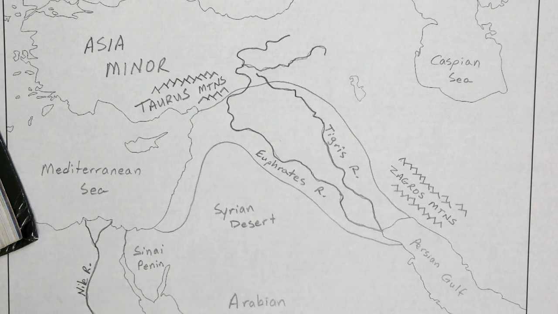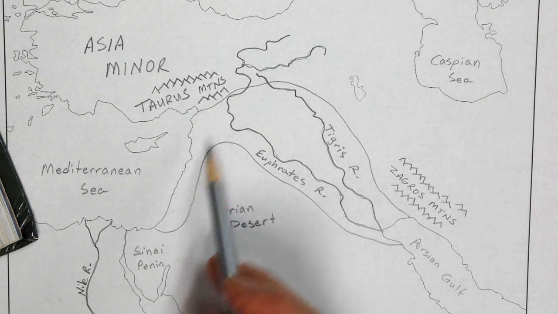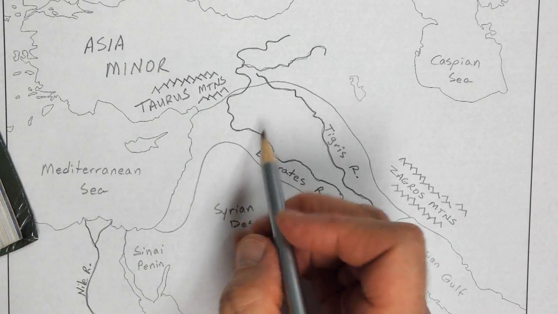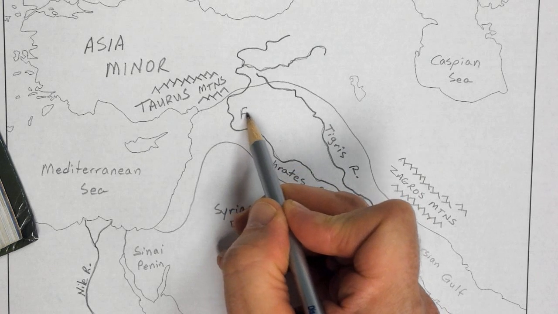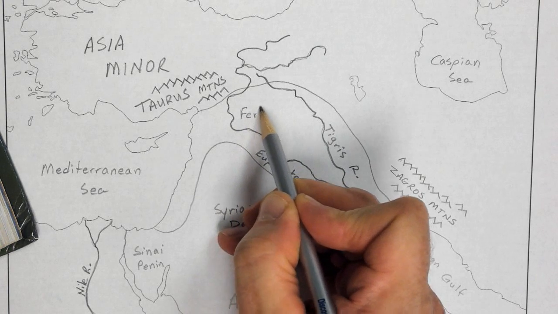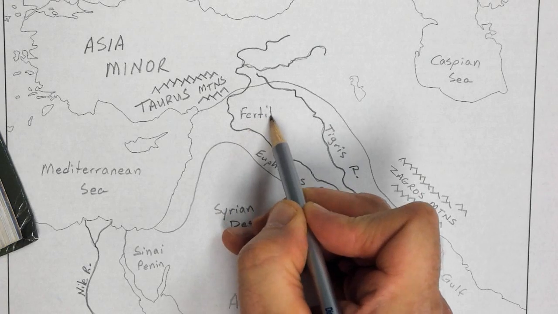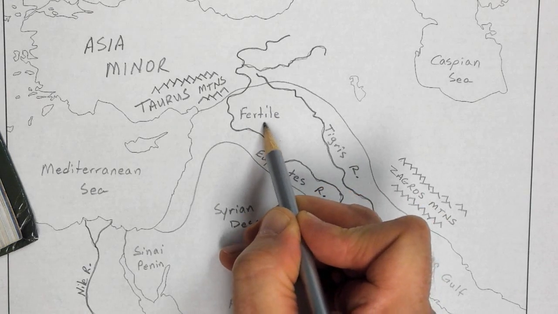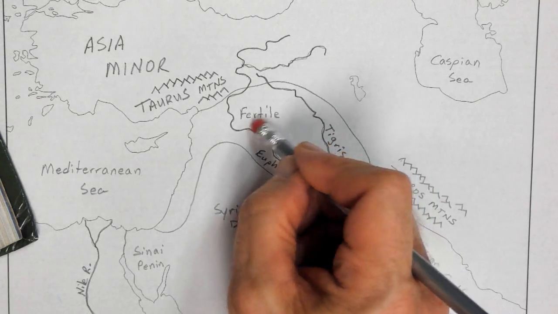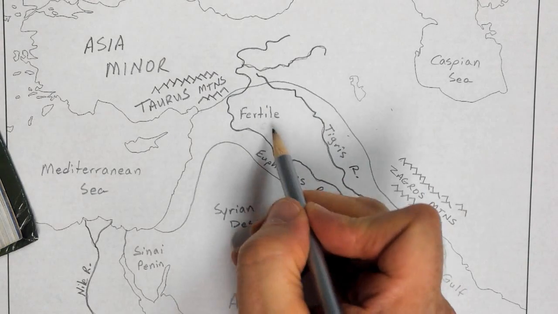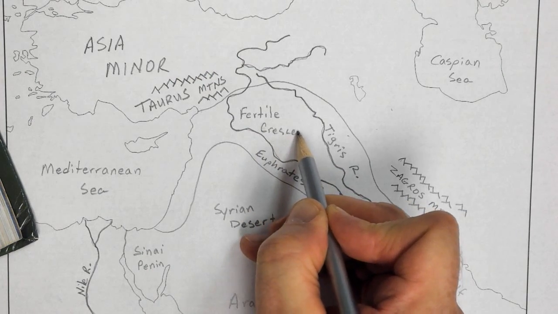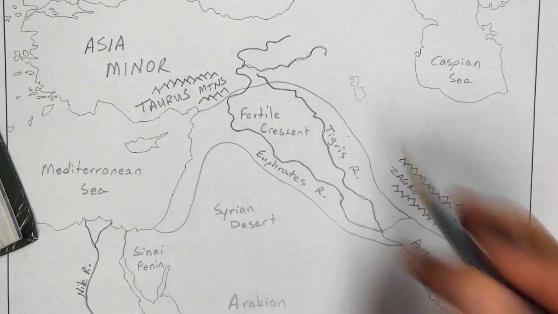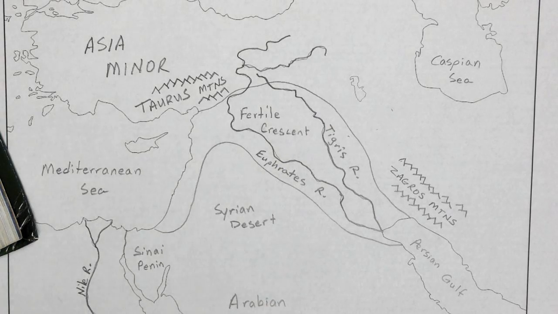Now that region is going to be green, and this region here that we just drew is called the Fertile Crescent. So right here, in your best, tightest, and straight back and forth handwriting, Fertile, C-R-E-S-C-E-N-T, Fertile Crescent.